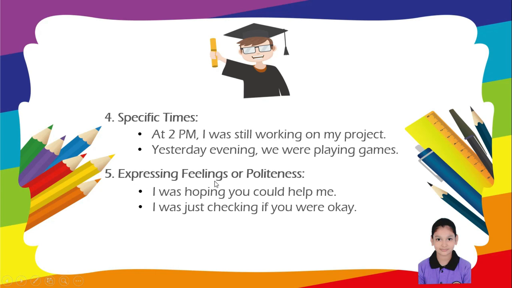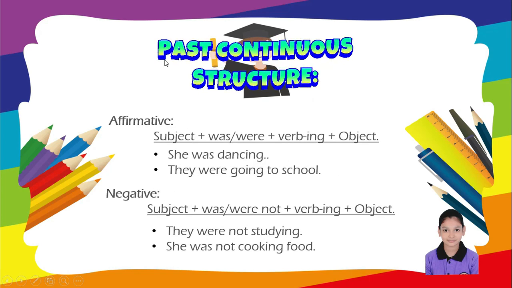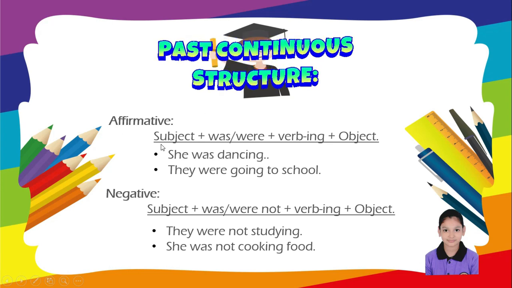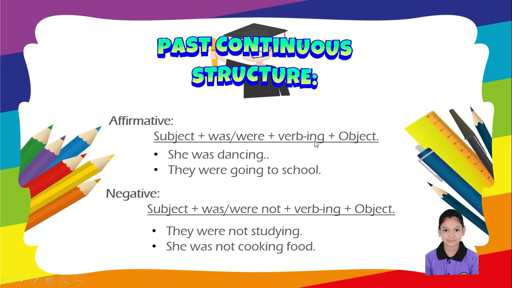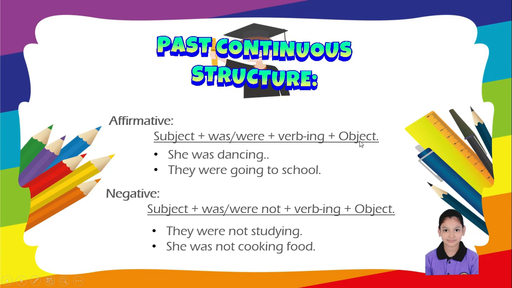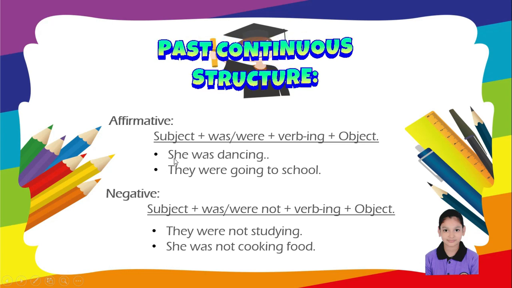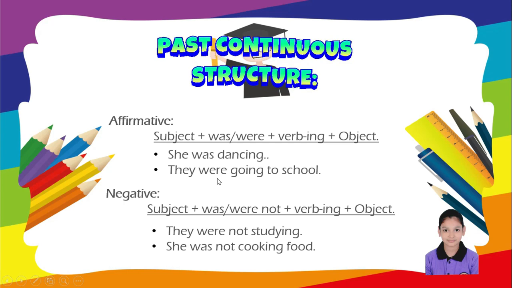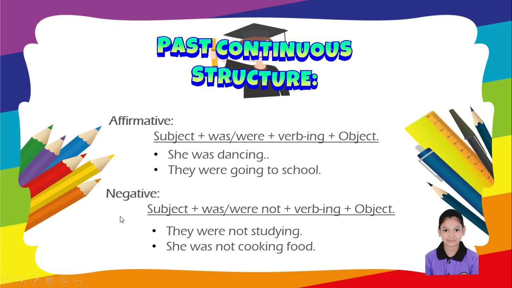Expressing feeling or politeness. I was hoping you could help me. I was just checking if you were okay. Past continuous structure. Affirmative. Subject plus was or were plus verb plus ing plus object. She was dancing. They were going to school.